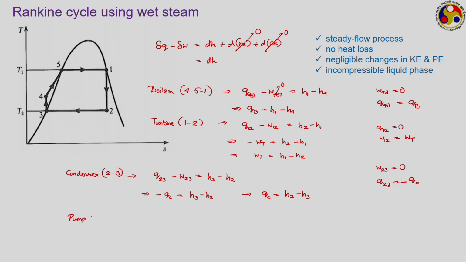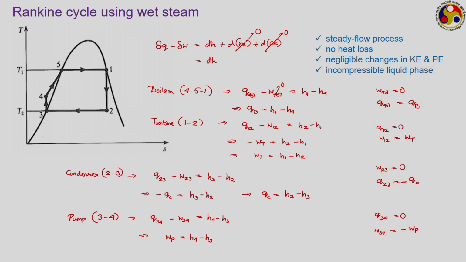Finally, we have the pump, process 3 to 4. So, Q_34 minus W_34 is equal to H4 minus H3. We are assuming an isentropic process in the pump. So, we have Q_34 equal to 0, and what about W_34? There is work interaction, the magnitude of which is the pump work, and it is positive or negative? Here work is being done on the system, so it is negative. So, we have plus W_p equal to H4 minus H3. Let us drop the plus sign. So, we have obtained all the 4 interactions that are required.